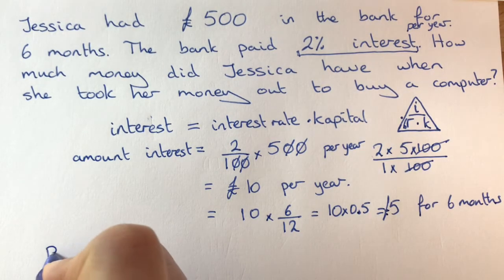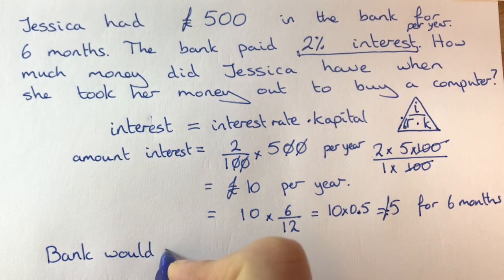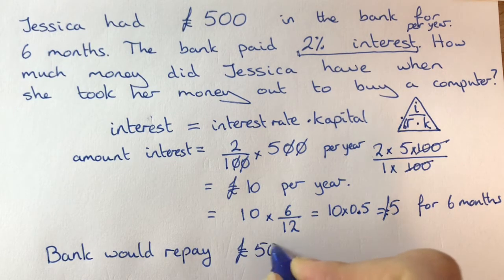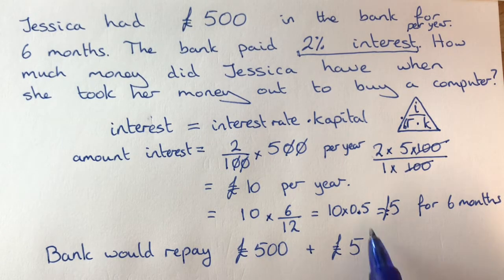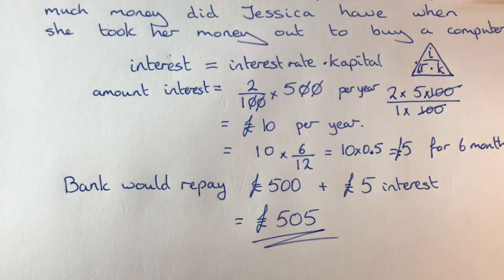So the bank would repay the £500 that she originally put in plus the £5 of interest, which would be equal to £505. So when Jessica removed her money from the bank to pay for her computer, she would have £505.